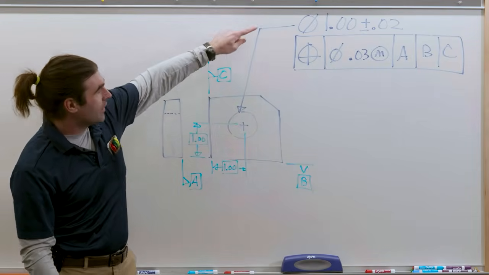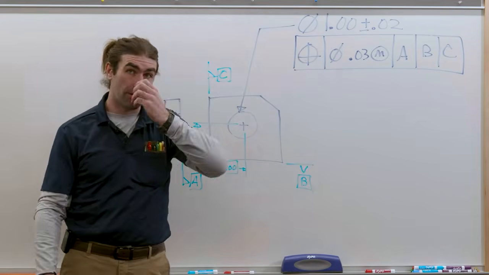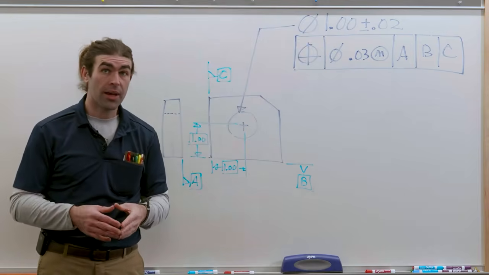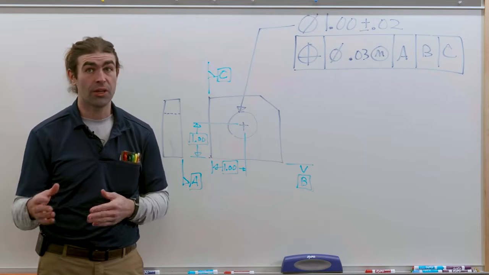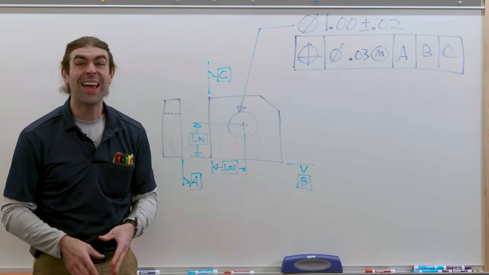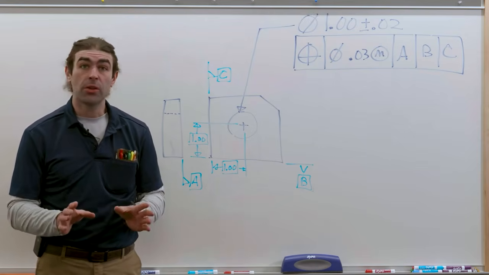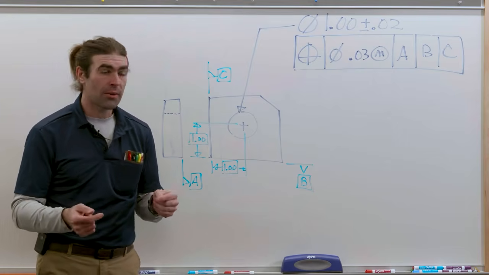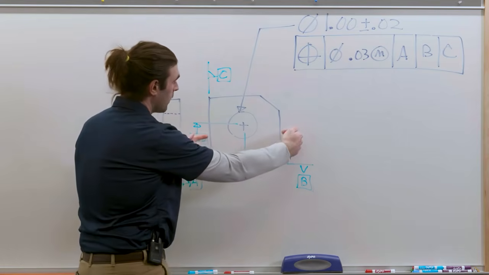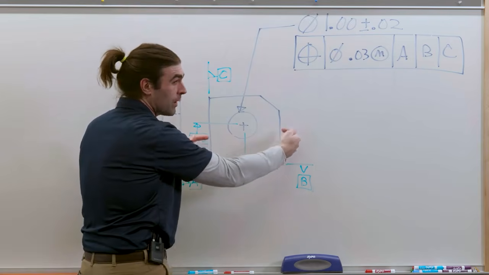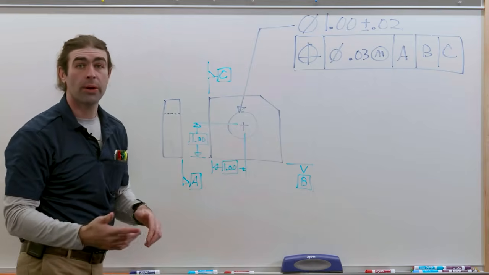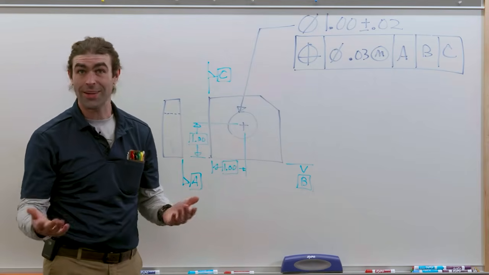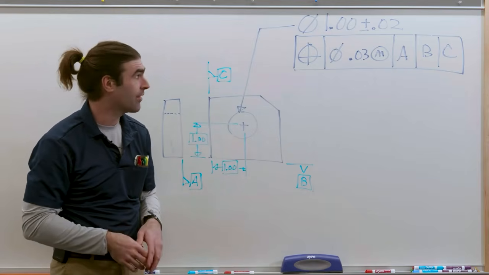We're leader directed to a size dimension. Now, position is almost always applied with a directly toleranced dimension that applies to a feature of size. A feature of size, real quick, is something you can measure with opposing points. So this width of the block we can measure with opposing points. This hole we can measure with opposing points. Okay, so that's a quick definition of feature of size.